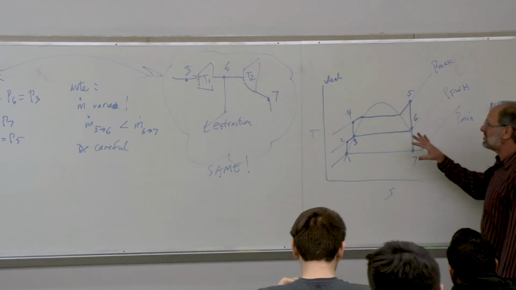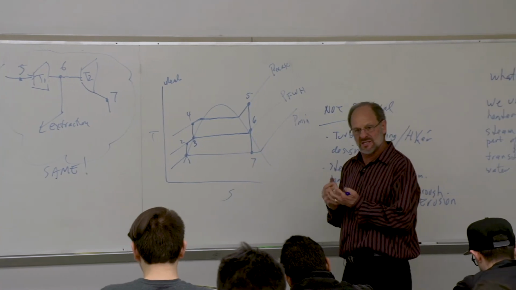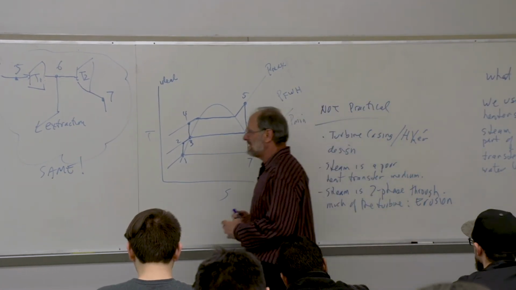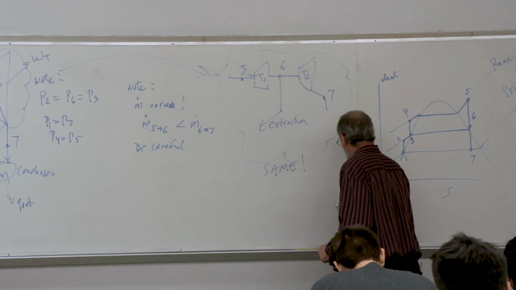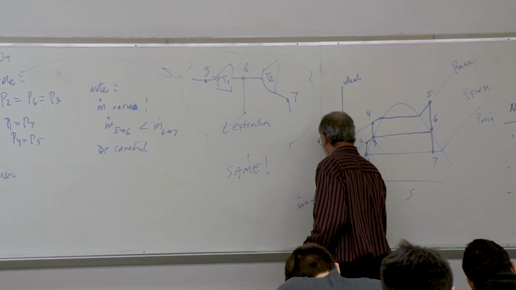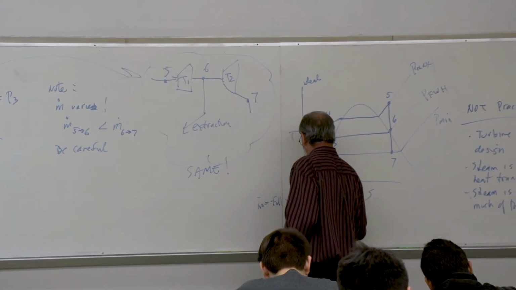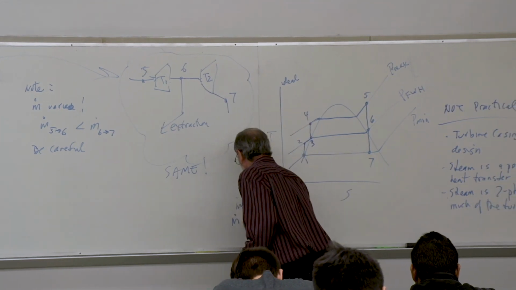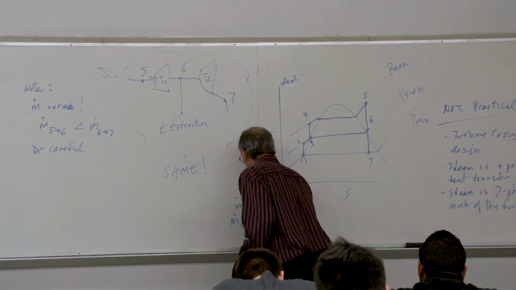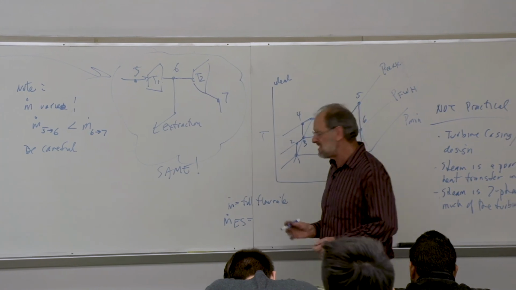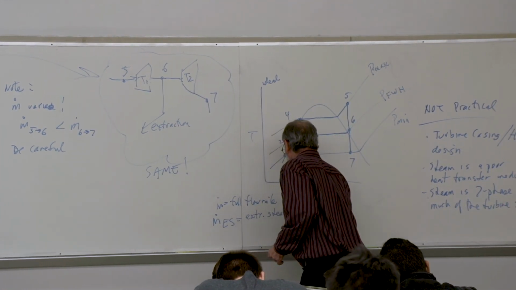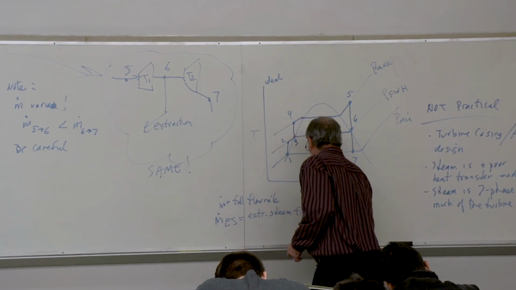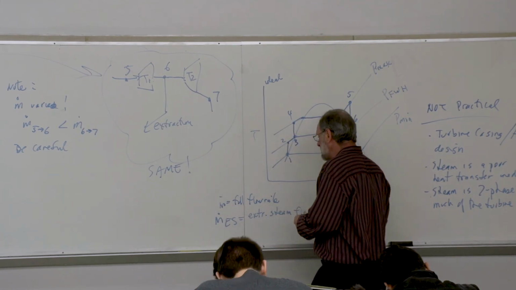But what I should also show on these diagrams is how the flow rates vary from point to point. So if we just let m dot be equal to, let's just call it the full flow rate, and m dot ES, ES stands for extraction steam. So this is the extraction steam flow rate. These are both mass flow rates.